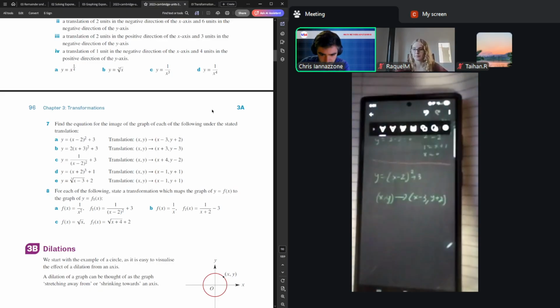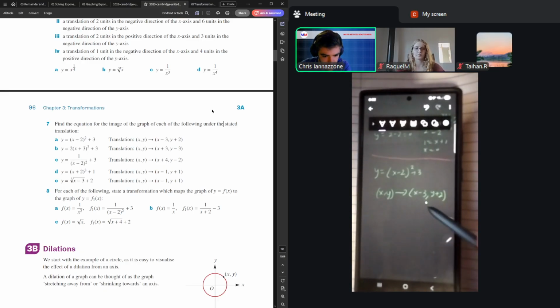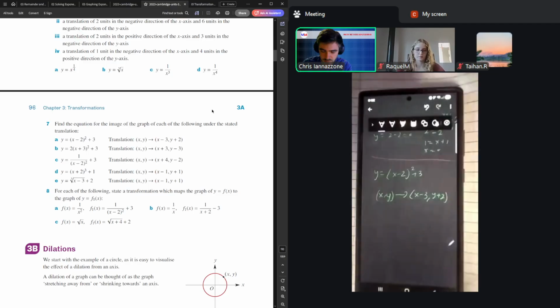It's a bit on the unusual side for transformations to actually be written like this. Usually they'll say it in words.